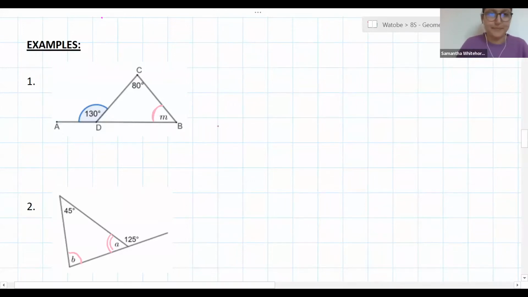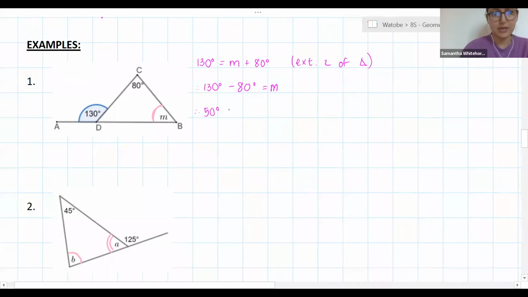I said M equals 130 degrees equals M plus 80 degrees because of exterior angles in a triangle. Good. And then I subtracted 80 degrees from 130 degrees. So 130 minus 80. Yes. Good. And then I got 50 degrees. Perfect. Well done. Okay, so guys, M is equal to 50.